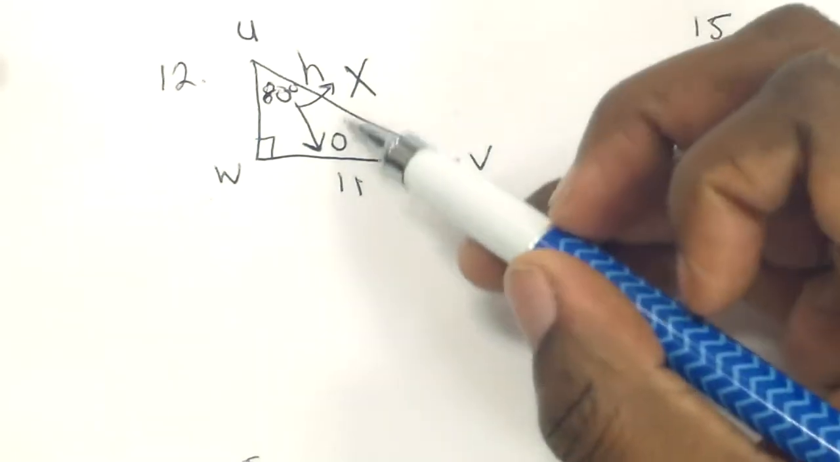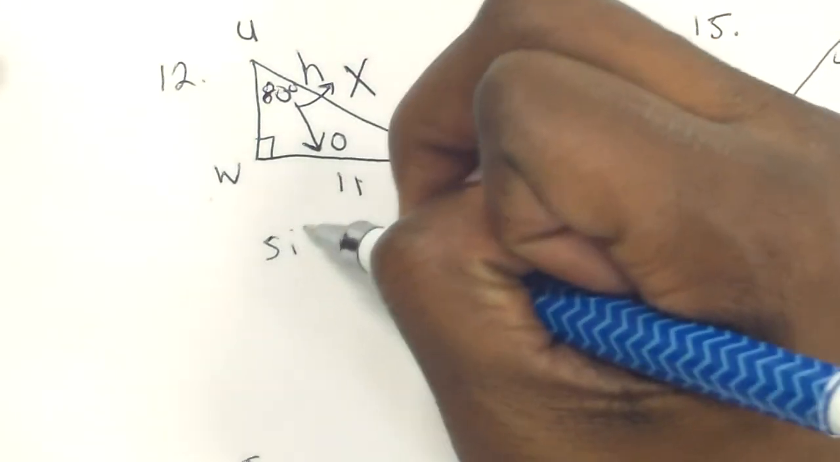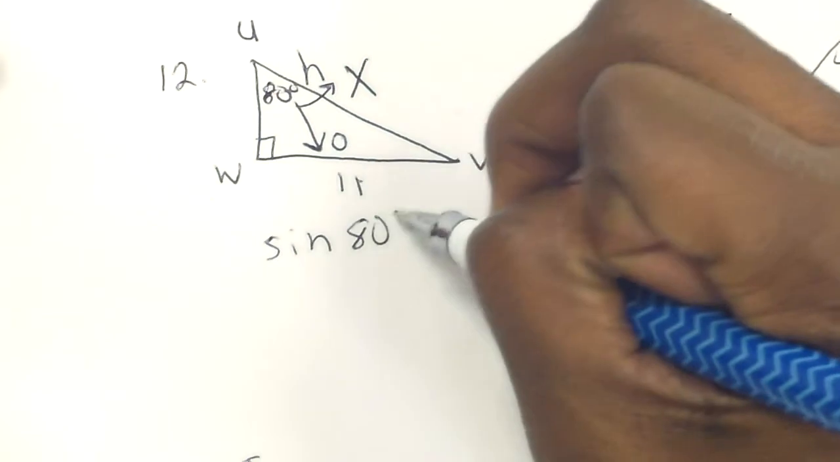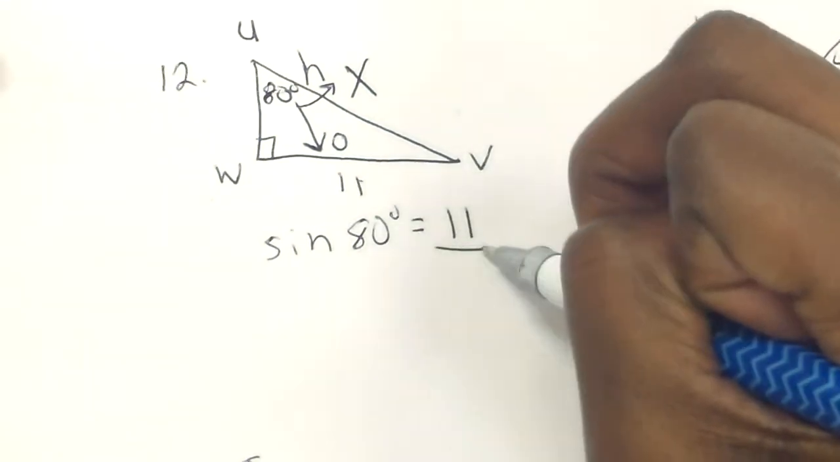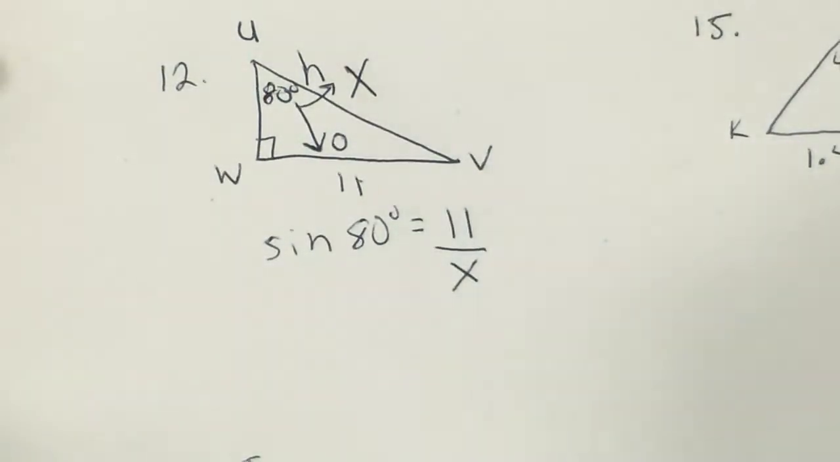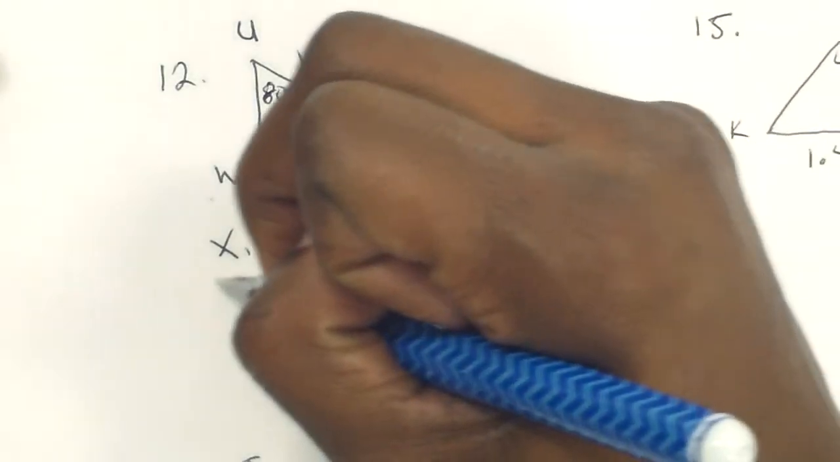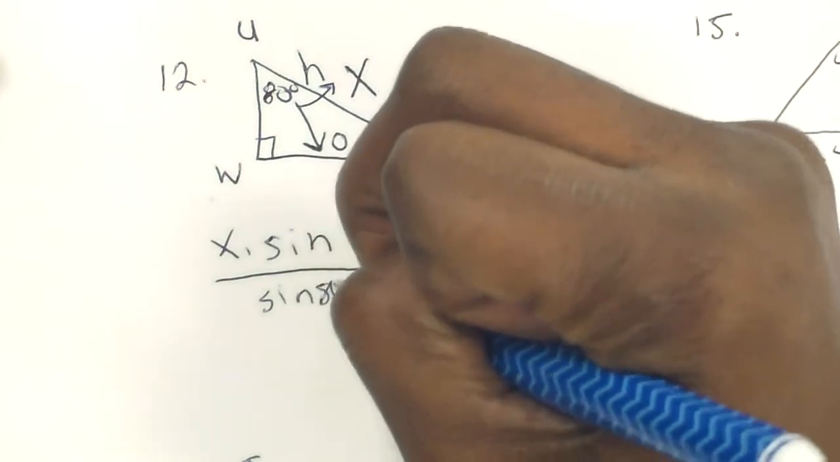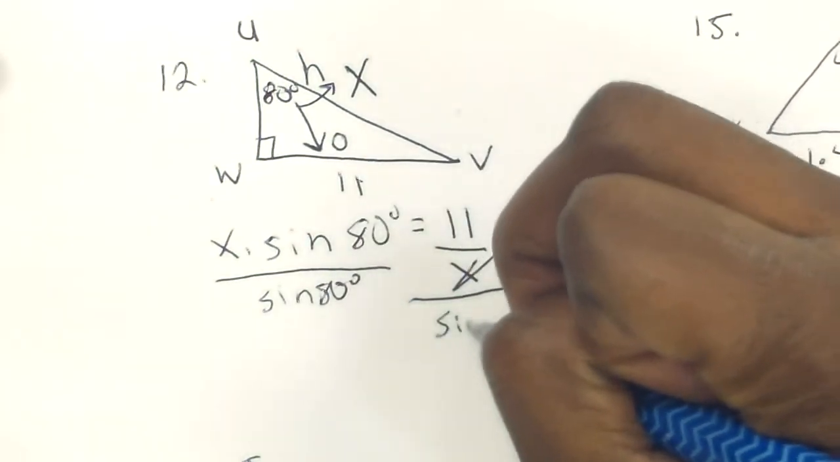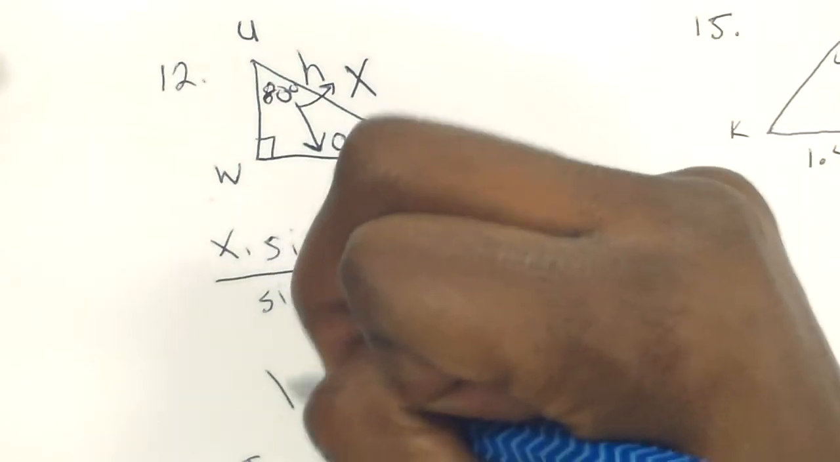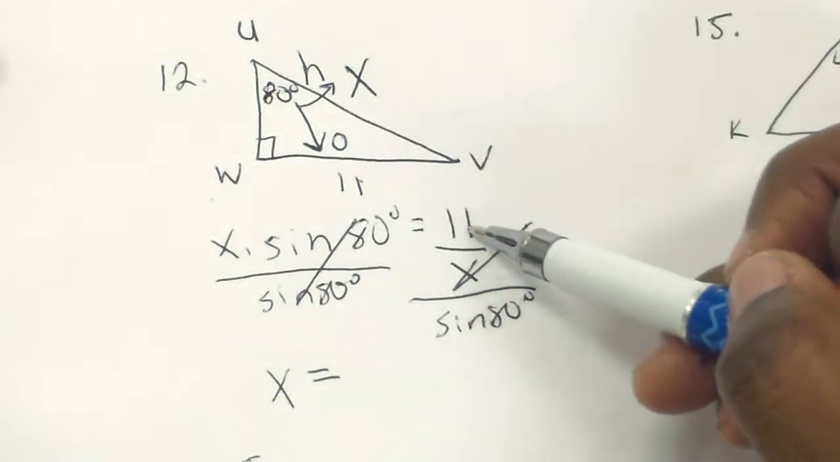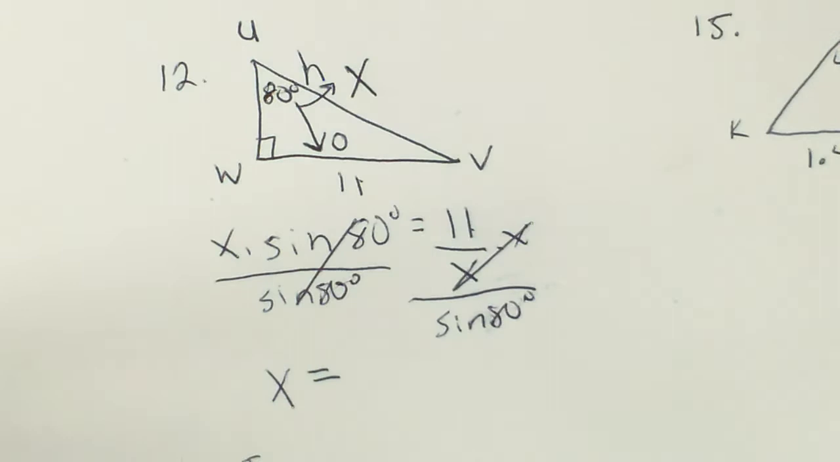The trig ratio that deals with opposite and hypotenuse is sine, so we have sine 80 degrees equals the opposite over hypotenuse. Multiply both sides by x to get rid of the fraction. Then we divide both sides by sine 80 degrees. And so x is going to be equal to 11 divided by sine 80 degrees. I'm putting that in my calculator.